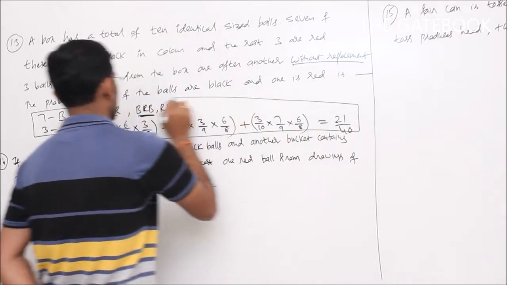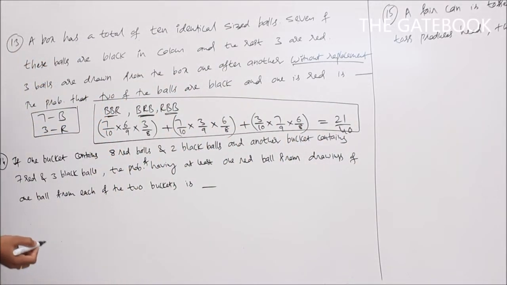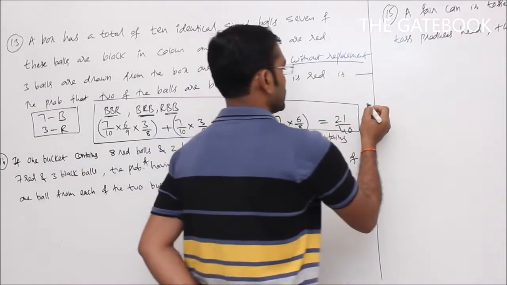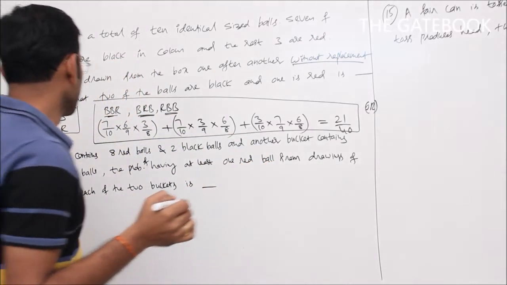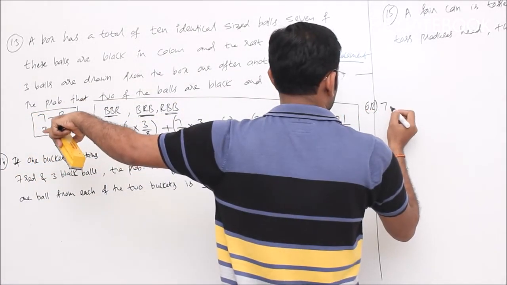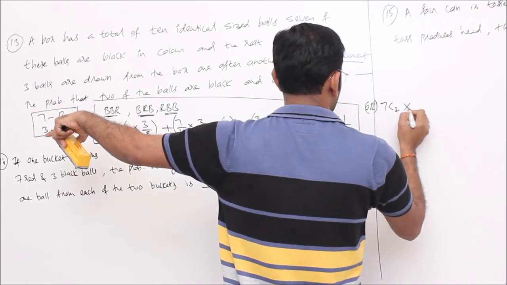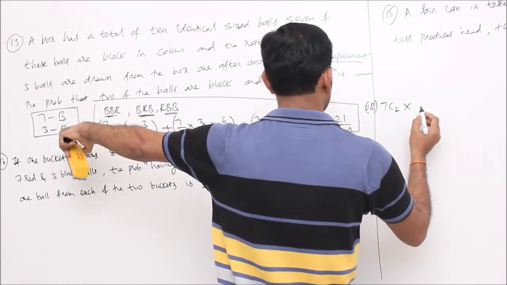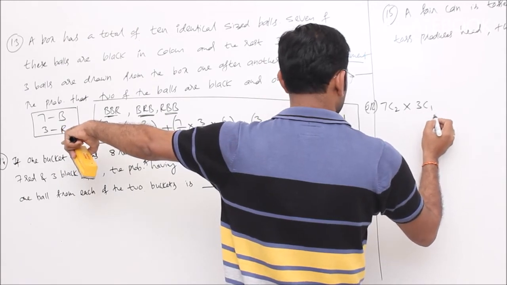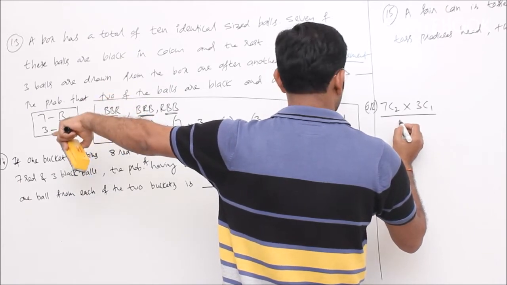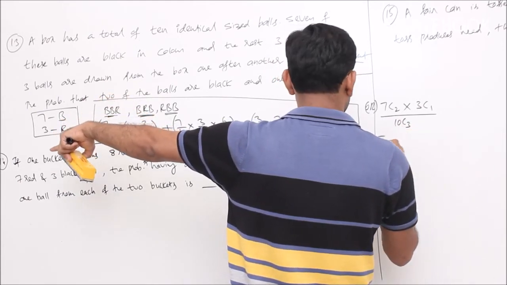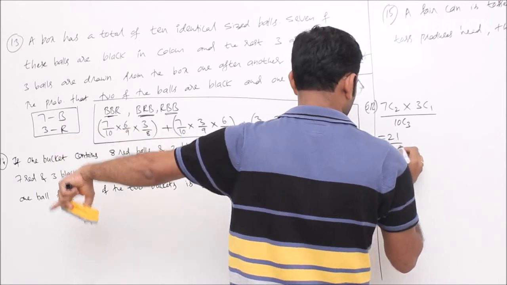Now we can do the 13th question in another way also. So the probability that two of the balls are black, one is red. Two black, one red means we can go for two black. Out of 7 black, taking two black can be done in 7C2 ways. Two black, one red. So 3 balls are red, out of 3 we will draw only one. So 7C2 into 3C1 by total number of balls, we are drawing 3 balls, so 10C3. Simplify this one, again it will give 21 by 40.